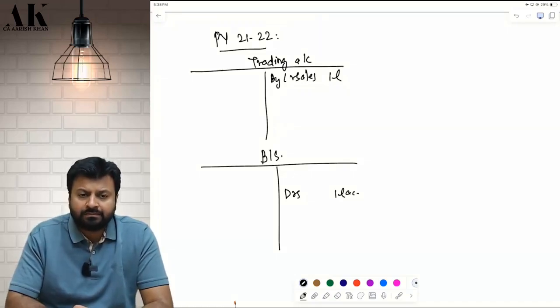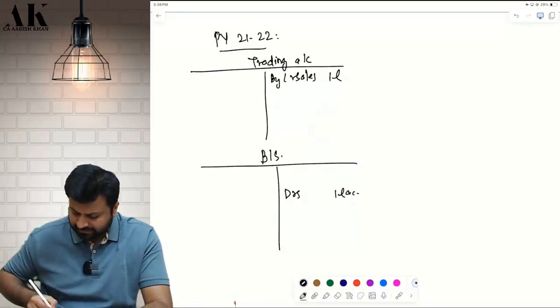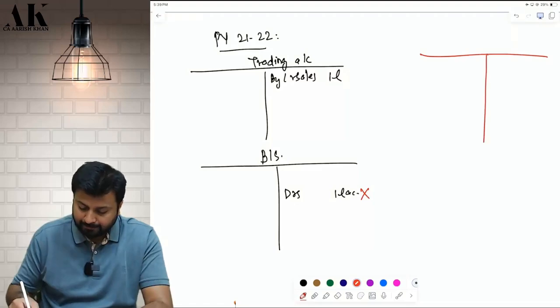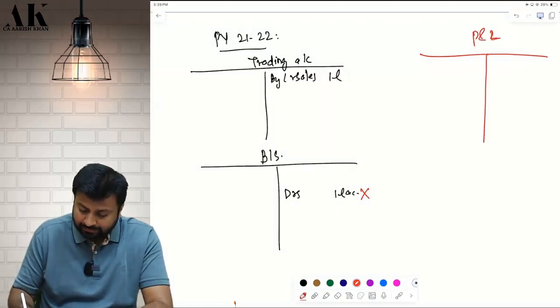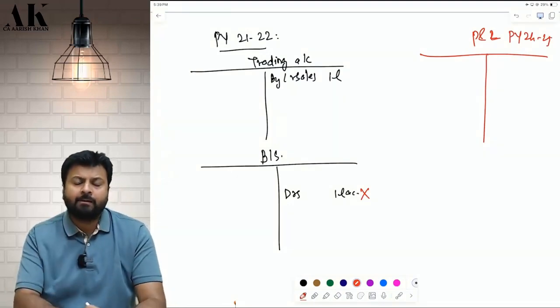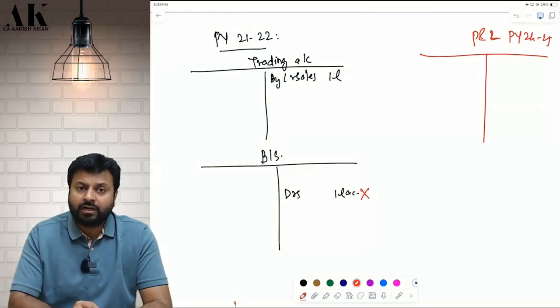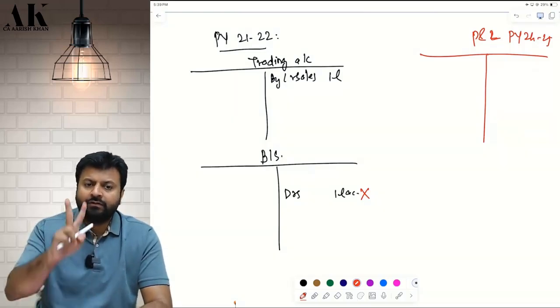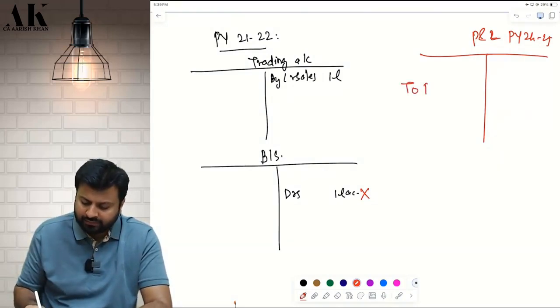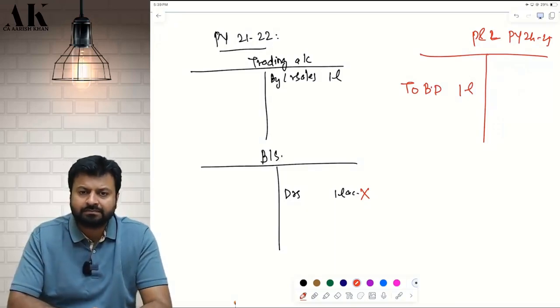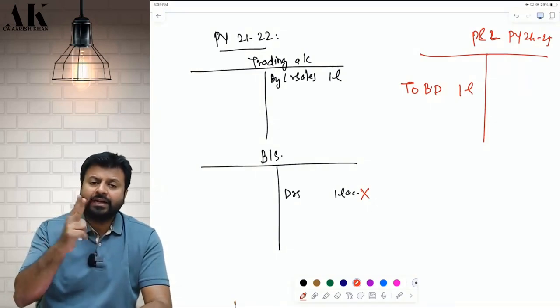Are you clear? Now suppose after some years, this debtor has become bad. Say in the P&L account in the previous year 24-25, the debtor has become bad. And now I want the deduction of this debtor, the deduction of these bad debts. I have to fulfill two conditions. Condition number 1, I have to write off the debt, so I have to pass an entry to bad debts. Are you clear? And the second condition, I have already fulfilled.